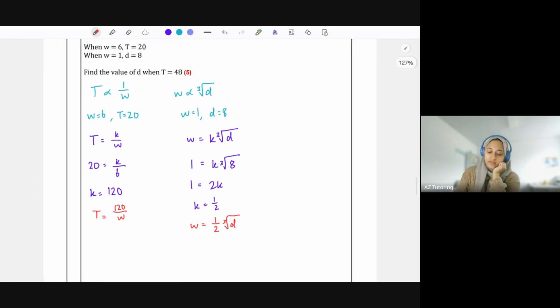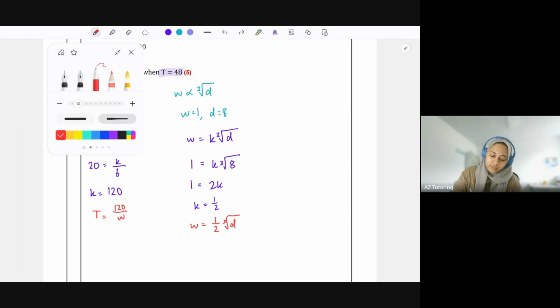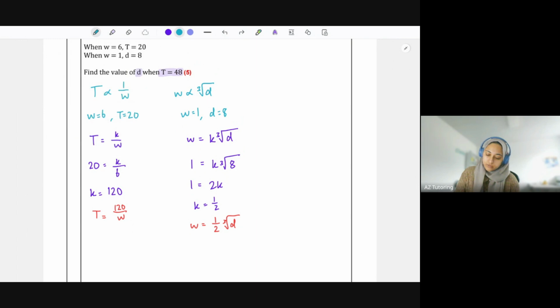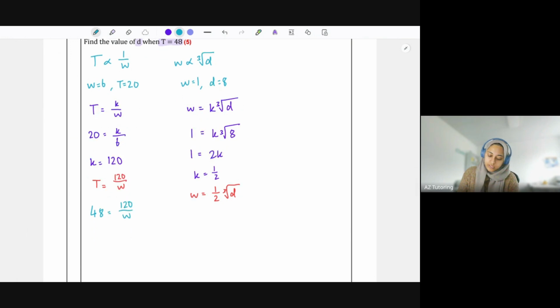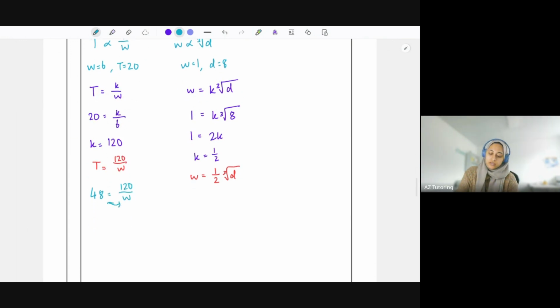So now what we need to do is find the value of d when t equals 48. But d is in this equation here, but it's not in terms of d, it's in terms of w. So we need to find w to find d, and that's why we're going to use this equation here. Let's use blue. So when t equals 48, so 48 equals 120 over w. So let's find w. I'm going to switch these two around. So I'm going to times by w and divide by 48. So I get w equals 120 over 48.